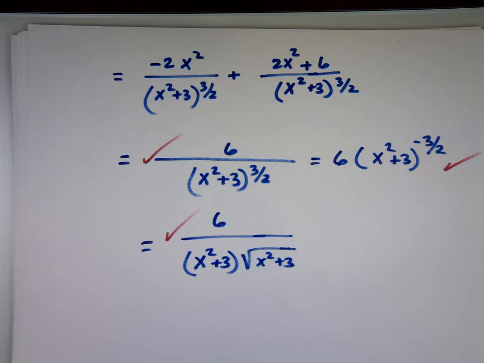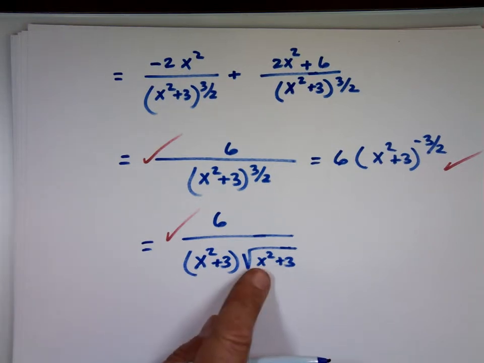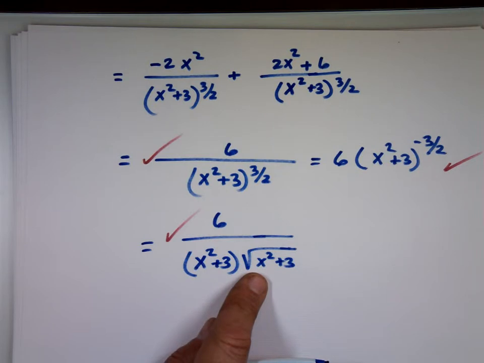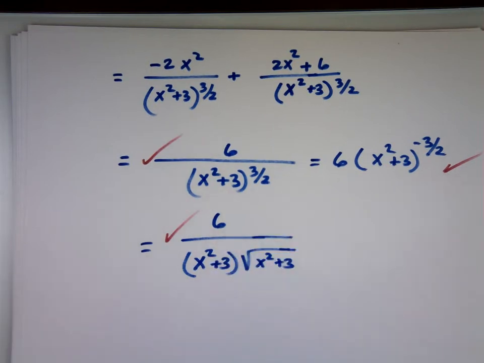They might say, oh, you know what? Hey, wait a minute, you got a square root in the bottom. We don't like that. Let's rationalize it. Then you multiply the top and the bottom by the square root of x squared plus 3. I'm just having too much fun now with the algebra there.